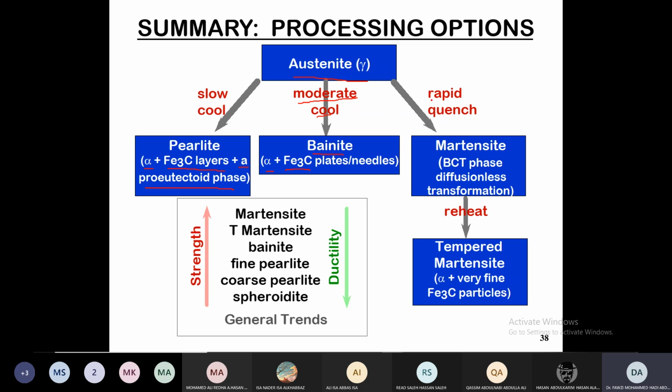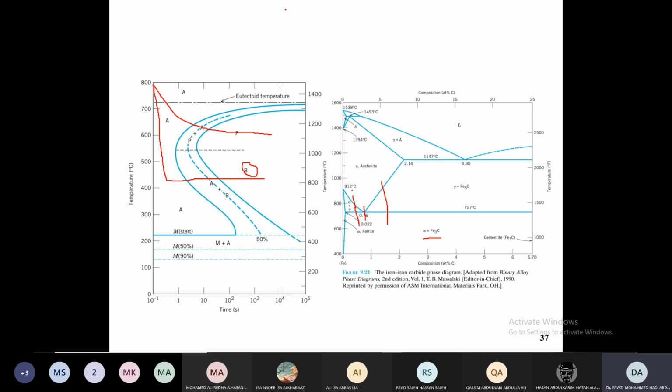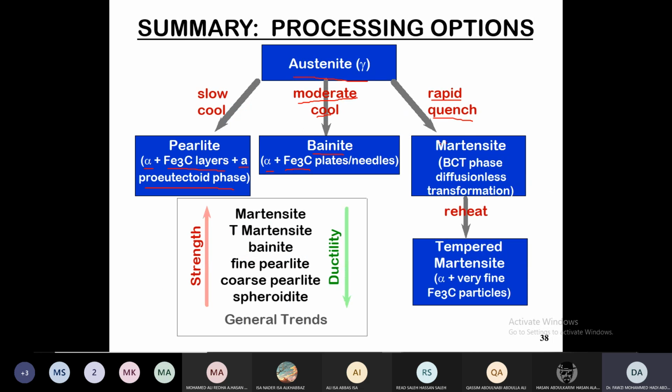And if you do rapid cooling, rapid quenching, so you do the quenching, you reduce the temperature very fast, you will fall into the martensitic structure. The martensite has a BCT phase, and it is a diffusionless transformation. It does not happen by diffusion. You are actually not allowing the diffusion of the atoms in order to produce the martensite. You are suppressing the diffusion.